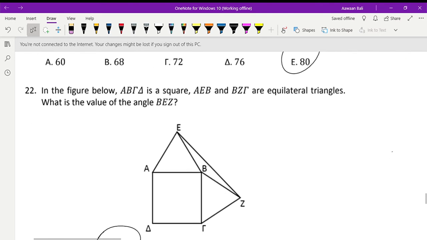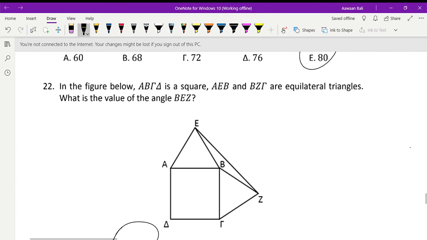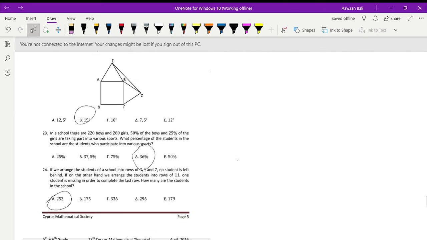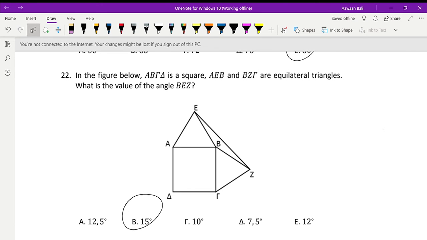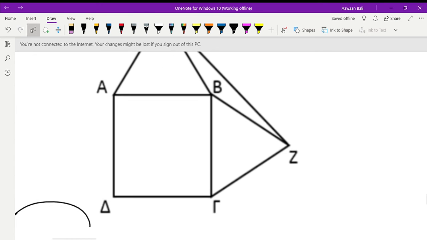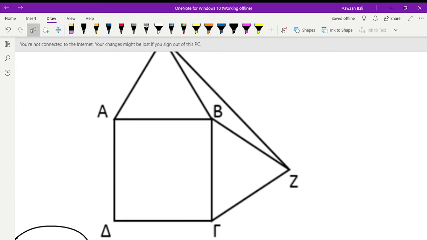So question number 22. In the figure below, alpha, beta, gamma, delta is a square. Alpha, eta, beta, and beta, zeta, gamma are equilateral triangles. What is the value of the angle beta, eta, zeta? A lot of Greek letters, but let me explain. Okay, so this square here, it's a normal square. And every square has 90-degree angles. So we can say this is 90 degrees, this is 90 degrees, this is 90 degrees, and this is 90 degrees. But we only need to focus on this.